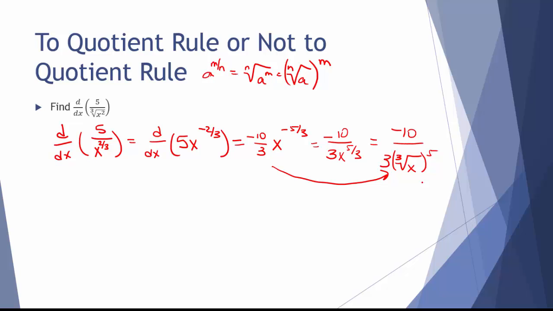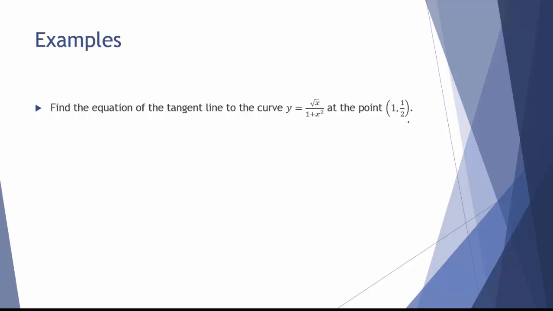Let's take a look at another example. Find the equation of the tangent line to the curve y equals the square root of x over 1 plus x squared at the point 1, 1/2. So notice we're right back to find the equation of the tangent line. To find the equation of any line, you only need 2 things. You need a point and a slope, at which point you can then use the point-slope form: y minus y sub 1 equals m times x minus x sub 1. We have the point. The point is 1, 1/2. So all we need is the slope.